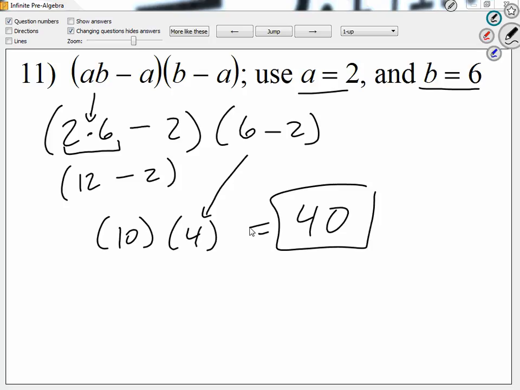So this is a reminder. Between the 2 and the 6, I put a little dot for times. I put it in there because otherwise we might get confused. Any questions on the rest of the work? Not bad? Alright, let me take hold of it.